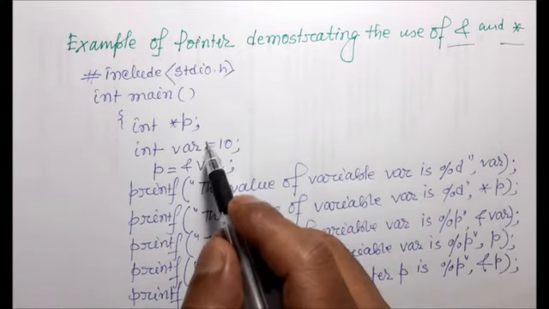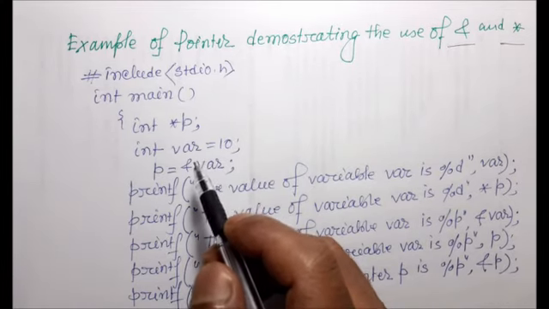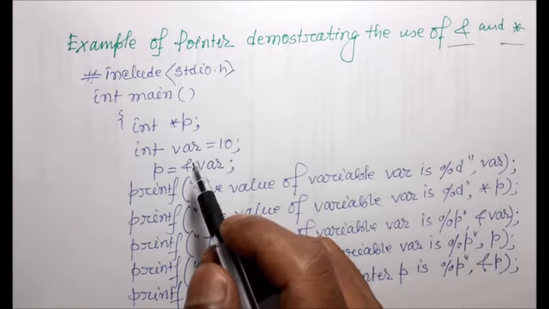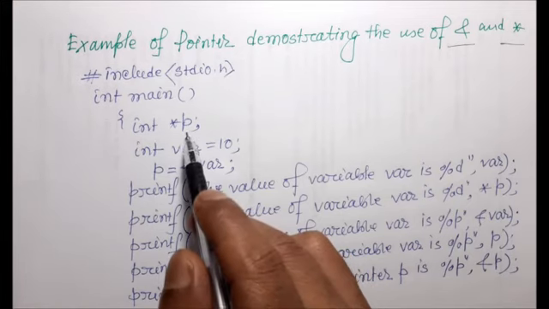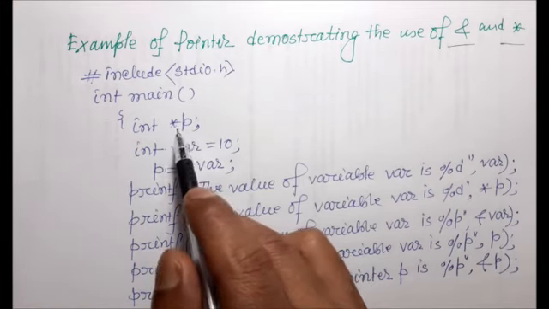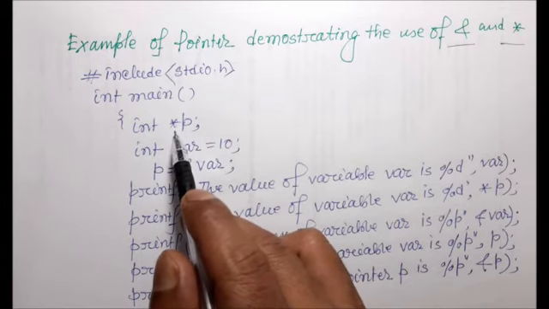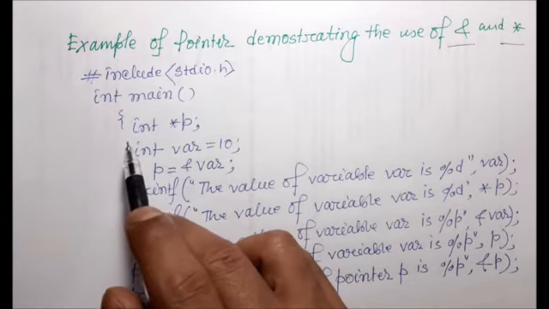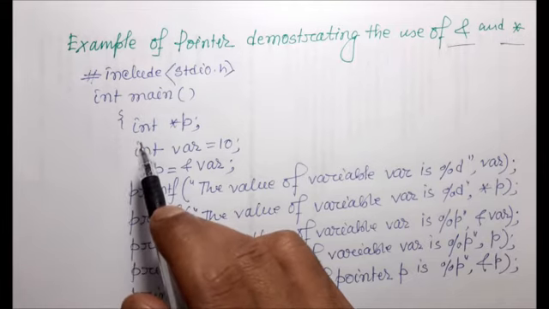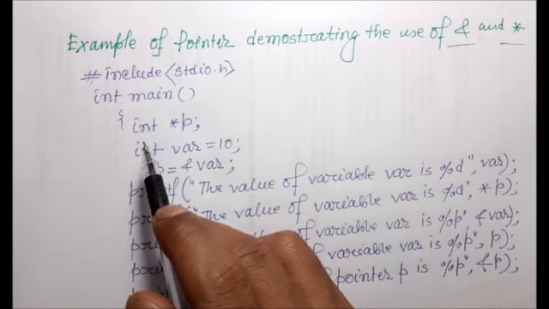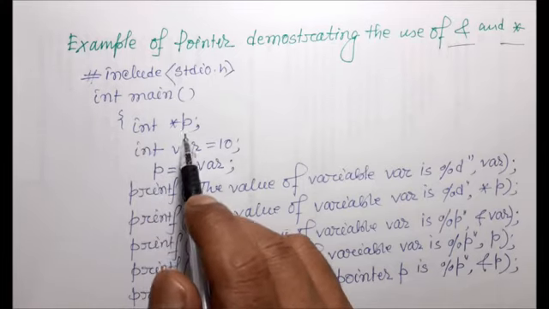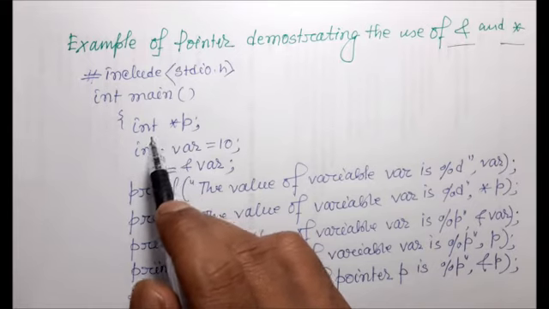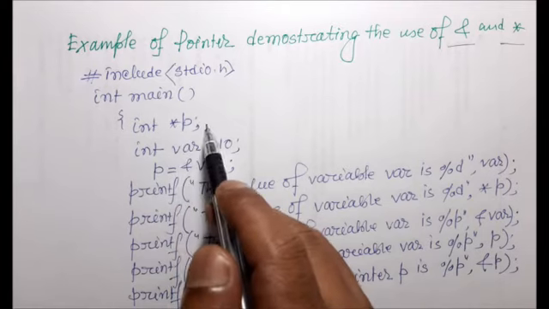So, first I have declared a pointer. You already know how to declare a pointer. We have to use the identifier, and before that we use star and the data type, the pointer that is going to hold the address of what kind of variable. So, int star p means p is a pointer which is going to hold the address of an integer variable, right. So, first line is clear.